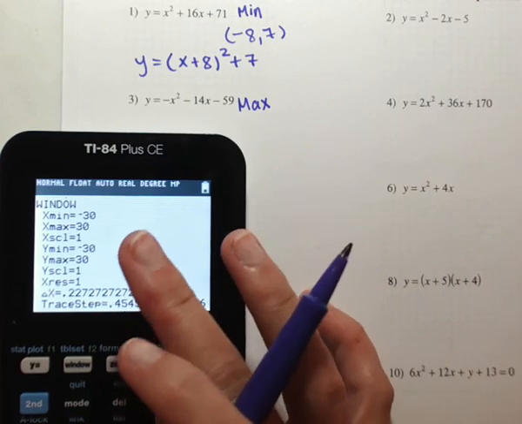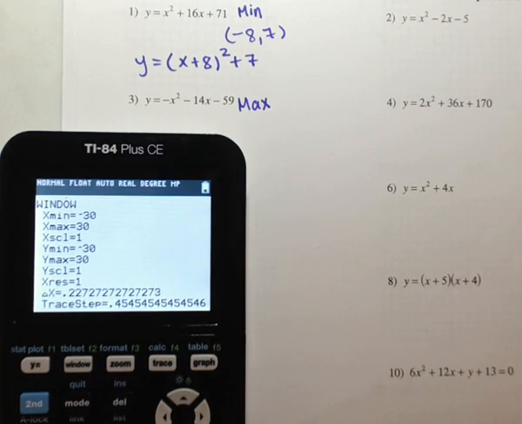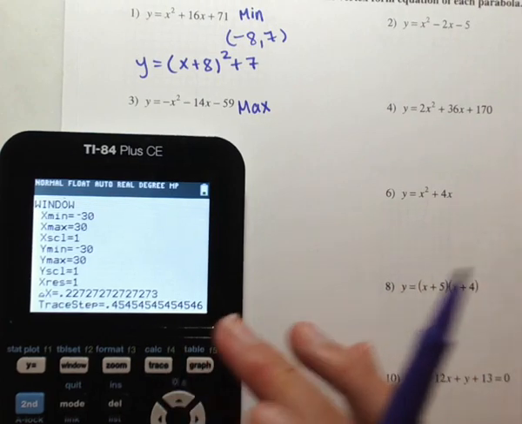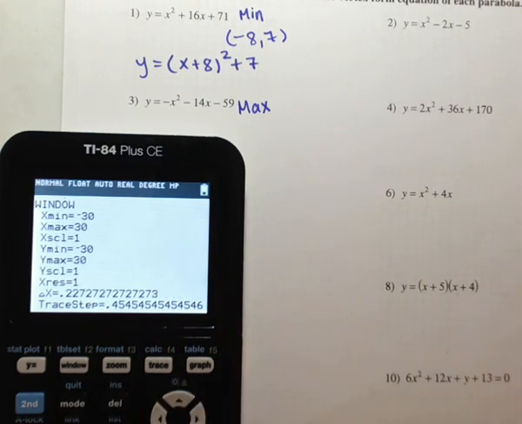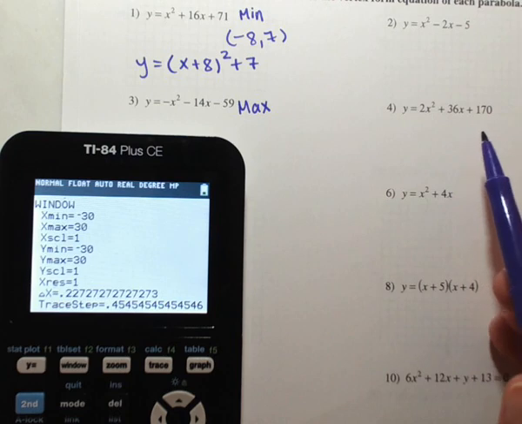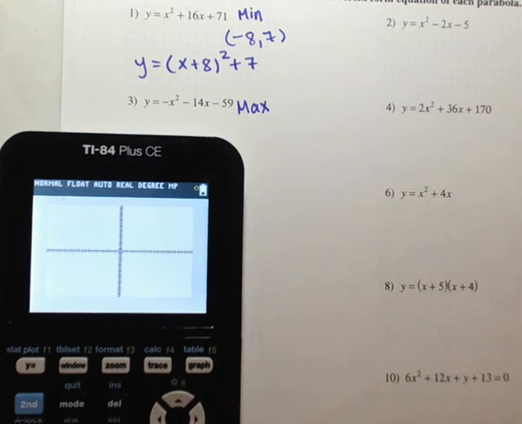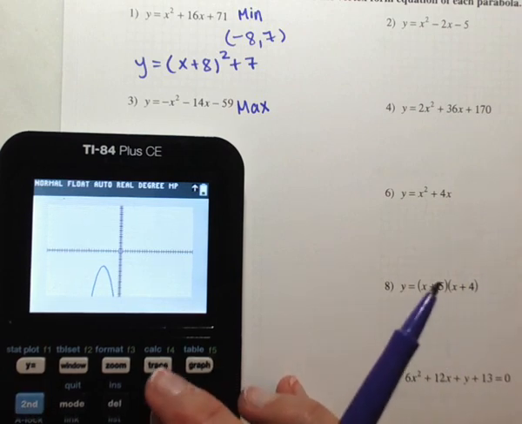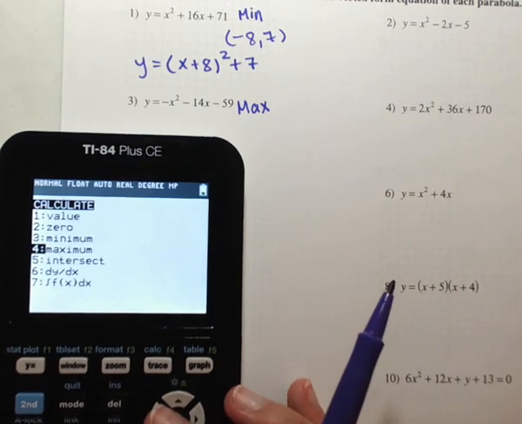You might have to mess with this window depending on the problem. Like I see on number 4, we have 170, so you might really have to change that y maximum to probably 200. I'll probably have to change this one again in number 3. Oh, that works. Okay. So then for this one, to find the vertex, you're going to press second trace maximum.